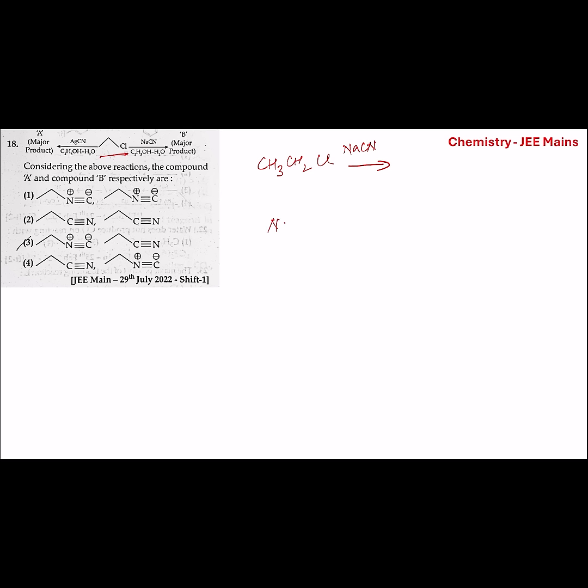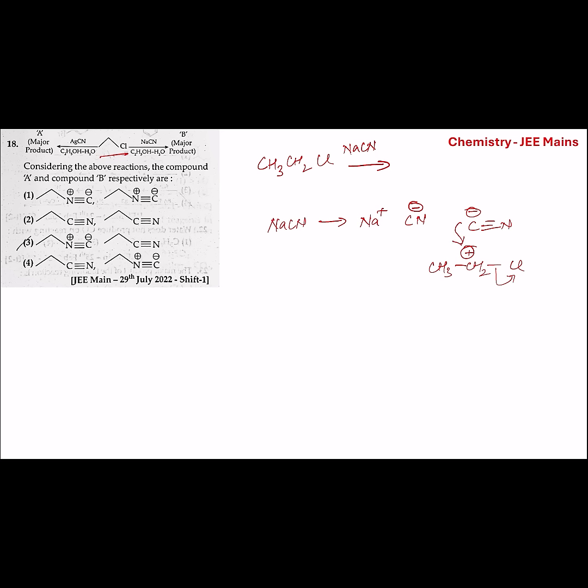Now NaCN is ionic compound. So it will break into Na+ and CN- ions, and CN- ion will have the negative charge on the carbon atom. In CH3CH2Cl, the carbon-chlorine bond will break, giving positive charge on the carbon atom. CN- ion will attack this positively charged carbon atom, and this carbon having the negative charge will get bonded to the carbon of the alkyl halide.